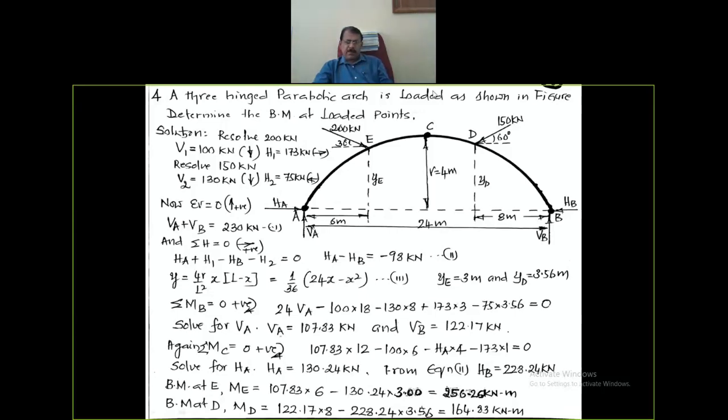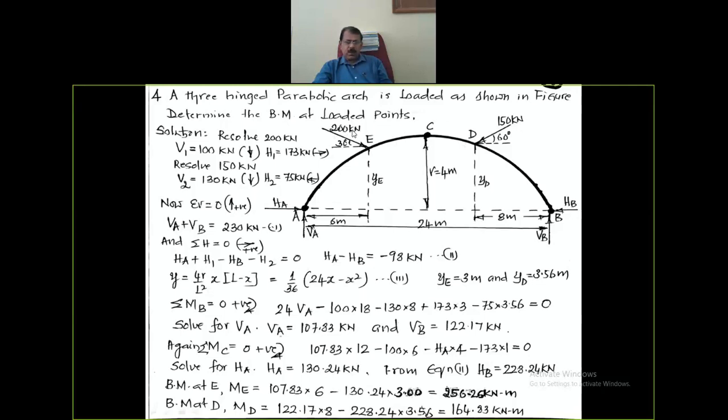Well, here the major difference while comparing this problem to the earlier problem is that in this case the loads are not vertical, they are inclined. Whenever the arch is subjected to an inclined load, the horizontal thrusts are not the same; they are of different values. We have to analyze this problem again by using equations of equilibrium, or laws of statics. To begin with, resolve these inclined forces of 200 kilonewton and 150 kilonewton.